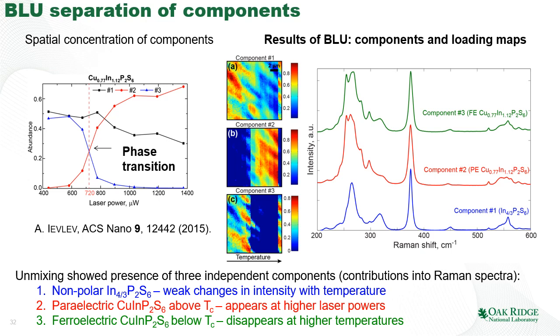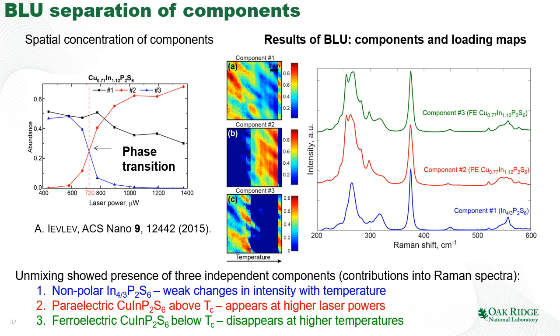So what it tells us is that the black component is this nonpolar indium-based phase. The red component is the paraelectric material. It appears only above the phase transition. And the blue component is the ferroelectric phase. It appears only below the phase transition. So using this Bayesian linear unmixing and knowledge of the properties of the material, we can basically separate this data into 3 components that have a well-defined physical meaning.